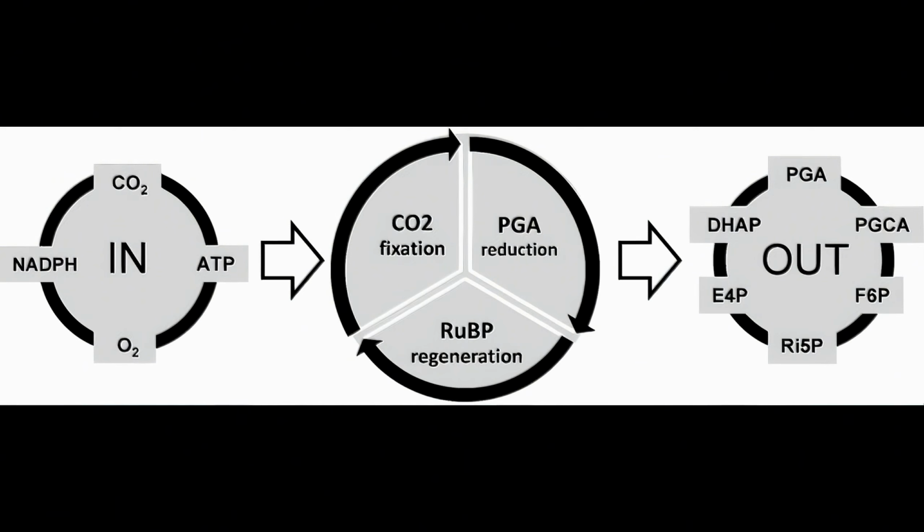Energy inputs and outputs. Inputs: 3 carbon dioxide for every cycle, 9 ATP and 6 NADPH from the light reactions. Outputs: 1 G3P used to make glucose. ADP, NADP+, and phosphate return to the light-dependent reactions.